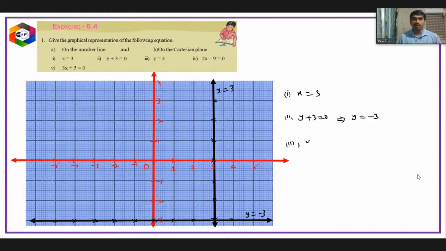And the third one, y equal to 4, it is clear. y equal to k is parallel to x-axis. Yes. And how many units away from here? k, positive direction 4 units. So parallel to x-axis, 4 units.